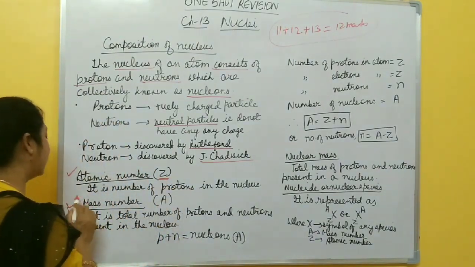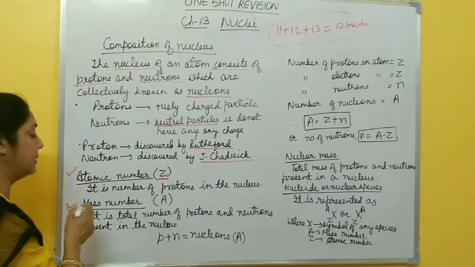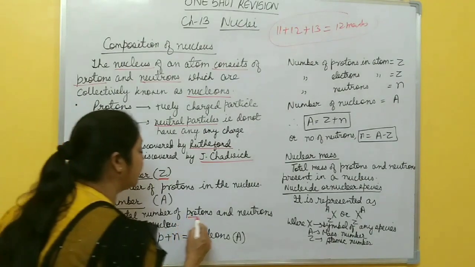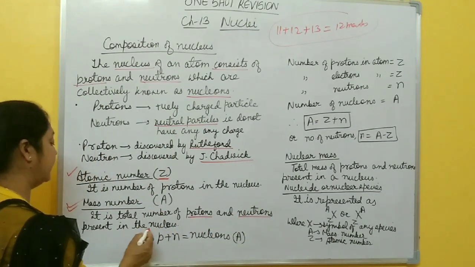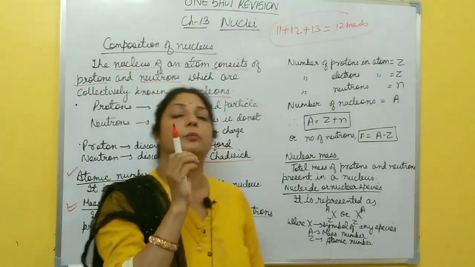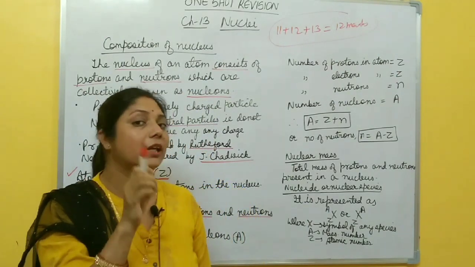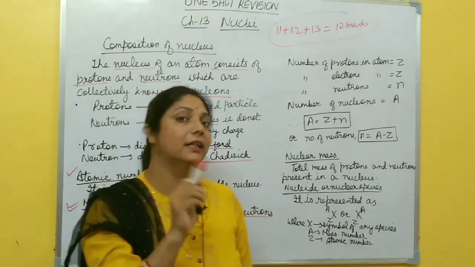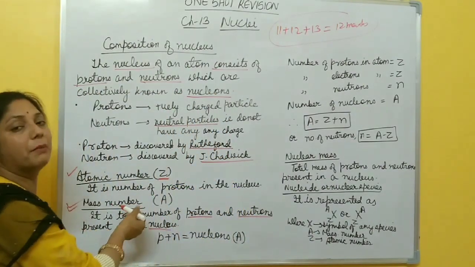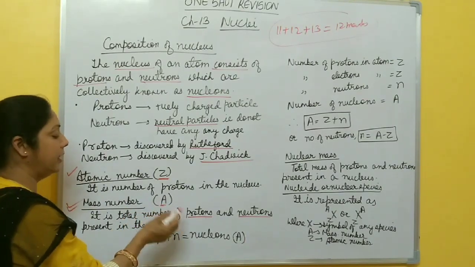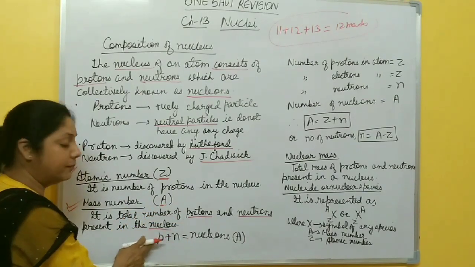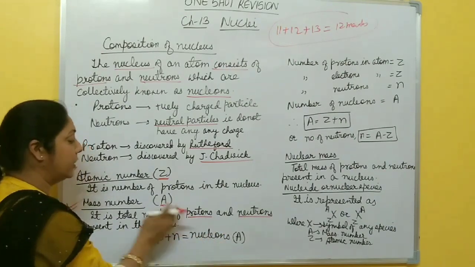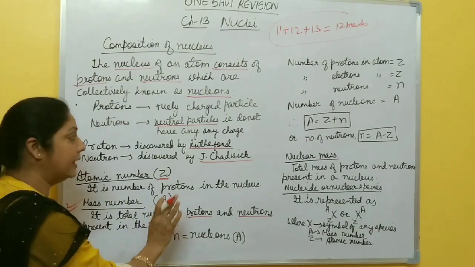Okay. Then next is mass number. What is this mass number? It is represented by the capital letter A. It is the total number of protons and neutrons present in the nucleus. Inside the nucleus, both protons and neutrons are present. Both are called nucleons. So the total number of nucleons present in the nucleus of an atom is called its mass number. It is represented by capital A. So you can write number of protons plus neutrons is equal to nucleons, and this total number of nucleons is the mass number, represented by A.